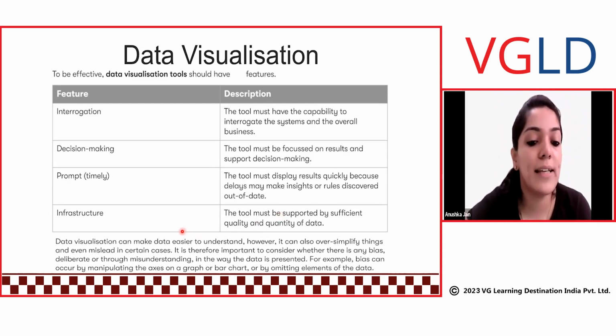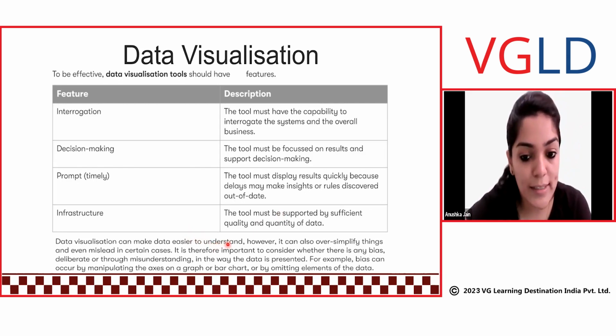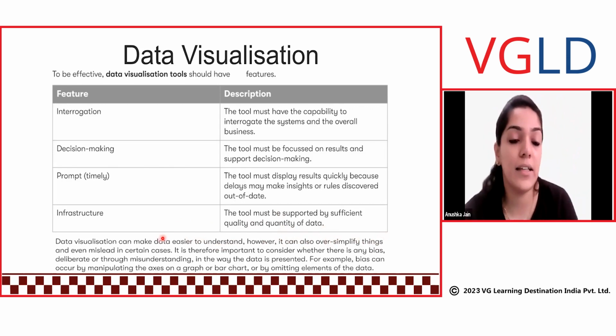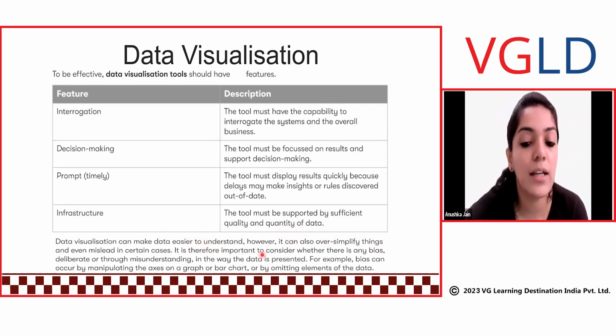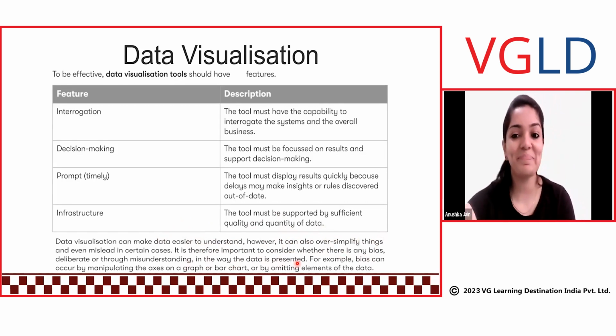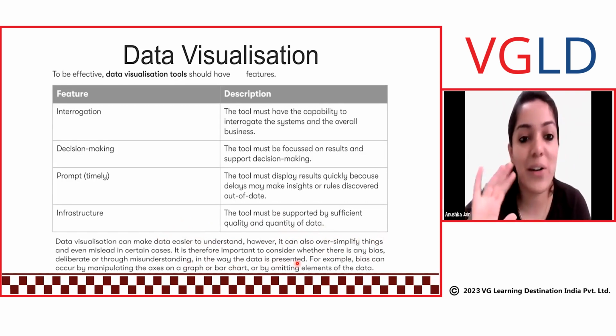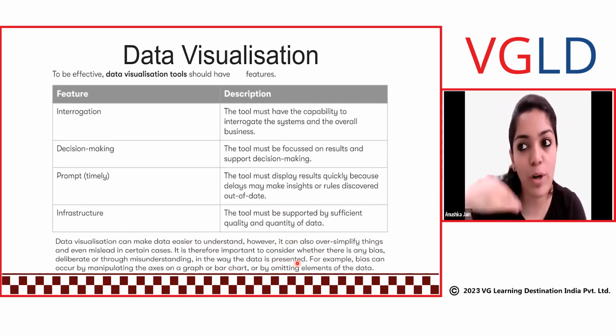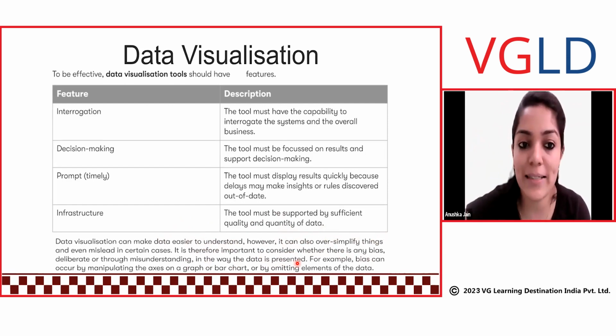Data visualization can make data easier to understand. However, it can also oversimplify things. This is a limitation of data visualization. It can oversimplify things and even mislead in certain cases. It is therefore important to consider whether there is any bias, deliberate or through misunderstanding, in the way the data is presented. So I'll tell you. You have a lot of data to present, but in your mind you have decided that I want to reflect this picture from the data.